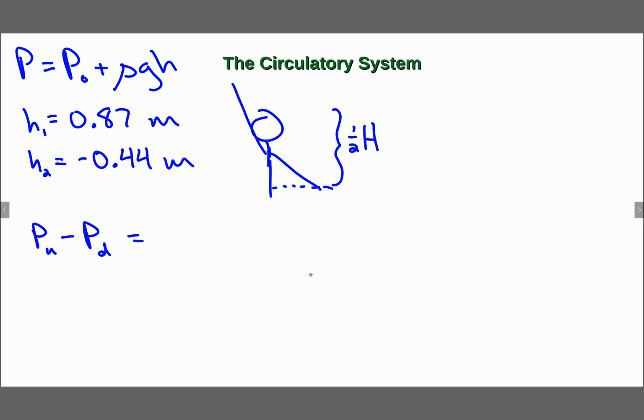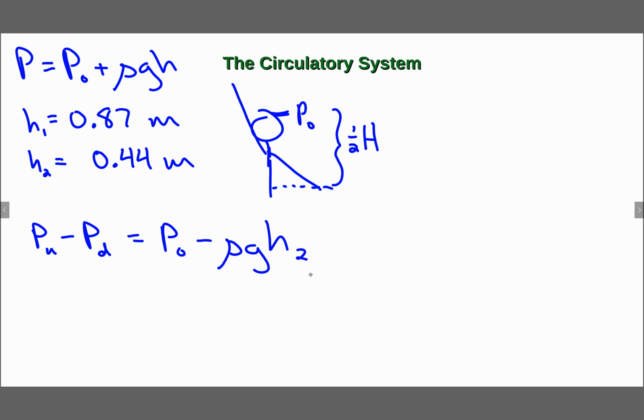P up minus P down. P up is going to be P naught, okay? And then in this case, the H is minus, right? This H2. So let's just leave this as a value, and we'll put the minus in here, okay? Because we're holding it above P naught, right? This is P naught. So rho G H2, okay?